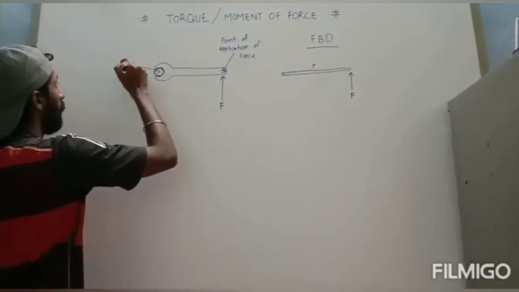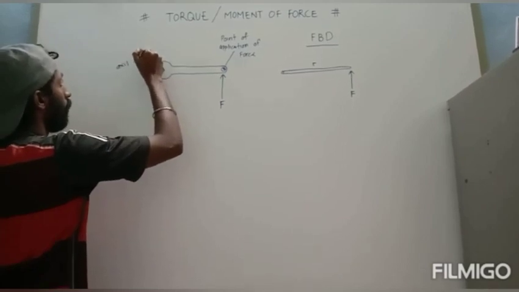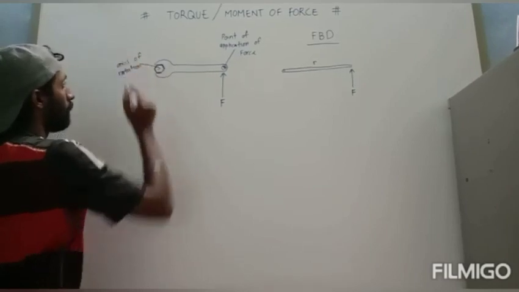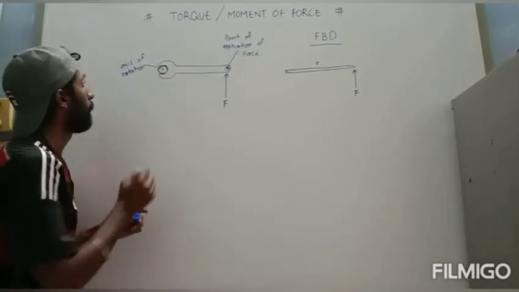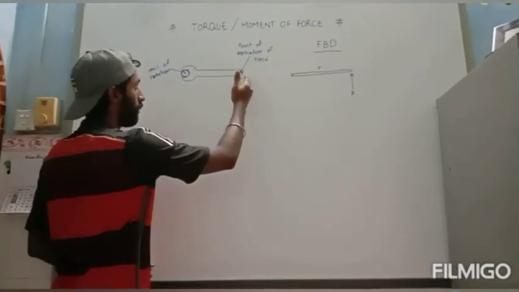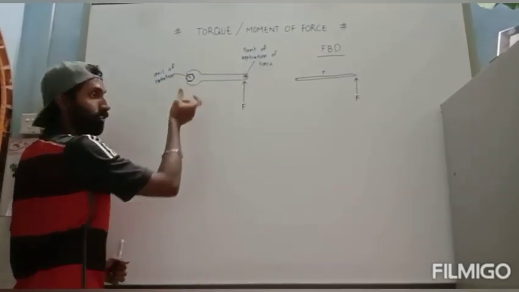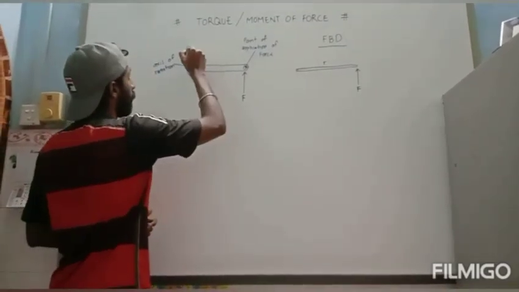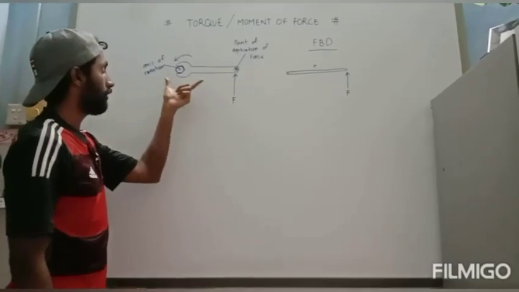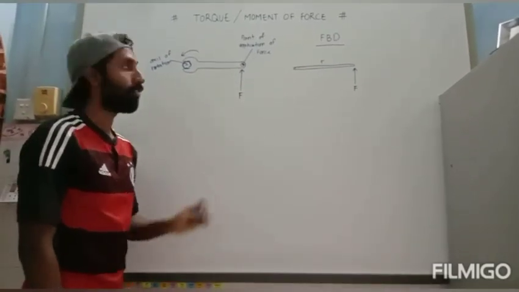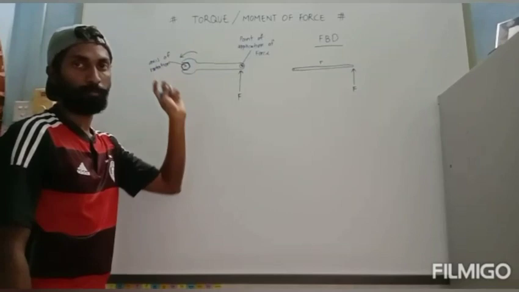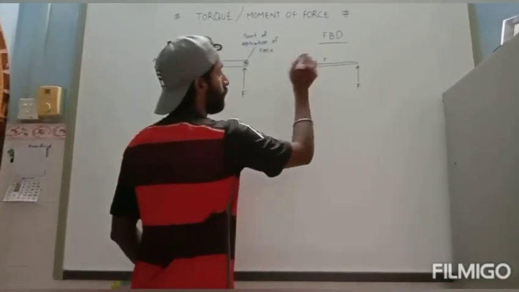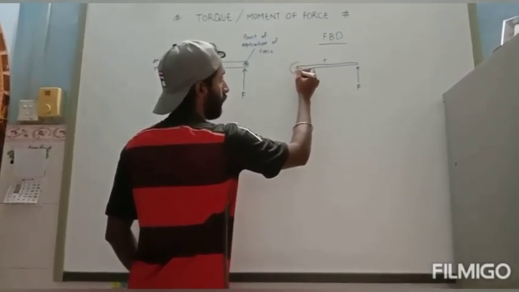This is the axis of rotation. When the force is exerted and the bolt starts to rotate, there will be a torque. The bolt will rotate in this direction, and there is a torque in this system. So now we are going to calculate the torque. This is the FBD of this diagram. This is the axis of rotation, and it rotates this way.